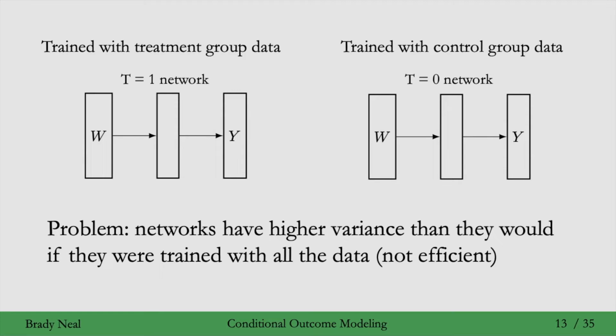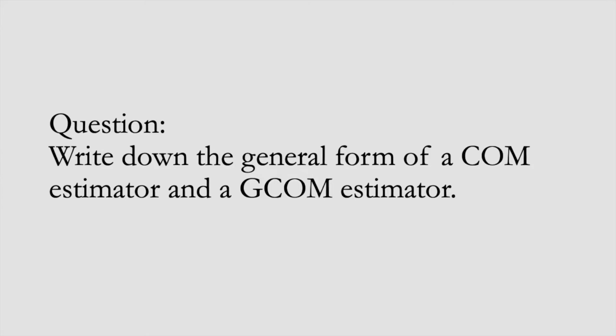This leads us to the problem that these networks might have higher variance than they would if they were trained on all of the data, right? We might not be efficiently using our data. Now that we're at the end of this section, I'll leave you with the following question: write down the general form of a COM estimator and a GCOM estimator.